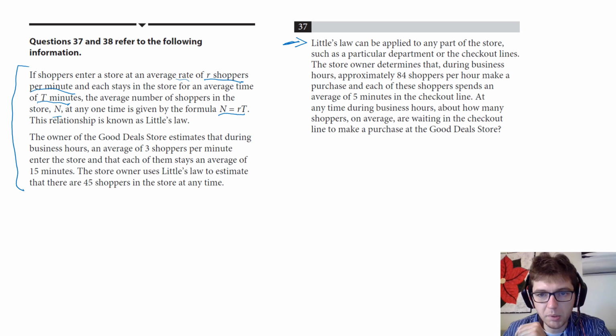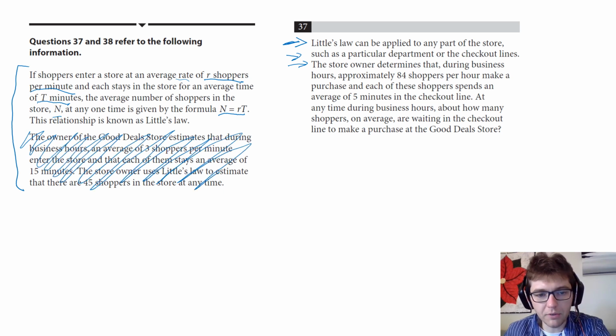They say Little's Law can be applied to any part of the store, such as the checkout lines, and then they go on to give you the definition at just the checkout lines. What this signals is you don't care about the store as a whole. All this information they give you about in the store, you don't need for this particular problem. Don't cross it out because you might need it for problem 38, but for right now, when you're doing problem 37, you can put that out of your mind. All you need is the information given in this first paragraph here. So you know you're going to be applying this Little's Law.